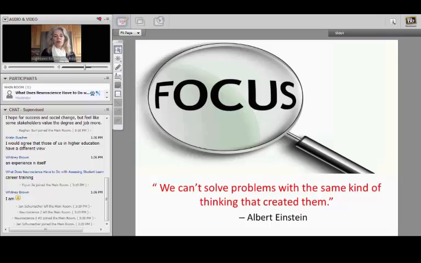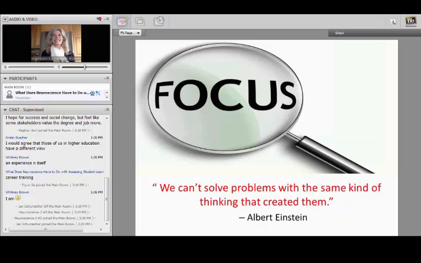Now, some of you mentioned that perhaps we need to shift our focus. There is some dialogue in the chat around, well, many see it as a job, but I'd like to think of it as social change. We're creating social change agents. And I love this quote by Albert Einstein, because we can't solve problems with the same kind of thinking that has created them.